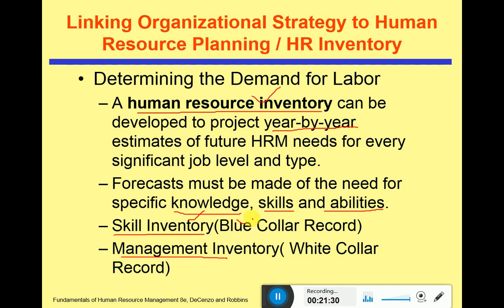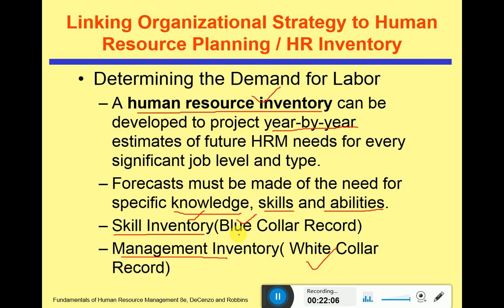Skill inventory is maintained for blue collar, lower level employees, while management inventory is maintained for white collar employees, that is higher level employees, like for example managers, assistant managers, zonal managers, territory managers, etc. Blue collar, for example supervisors, are lower level staff. Different information is kept about their age, education, time span, salary, training sessions, transfers, and the department they come from.